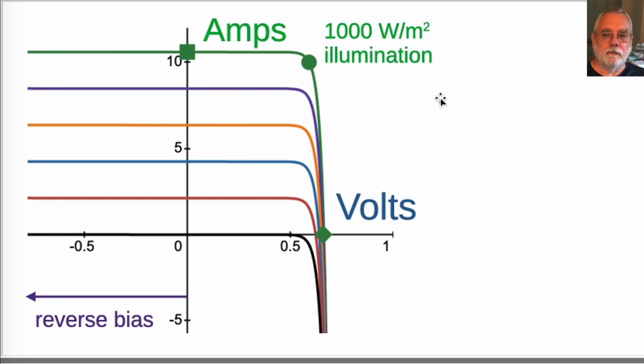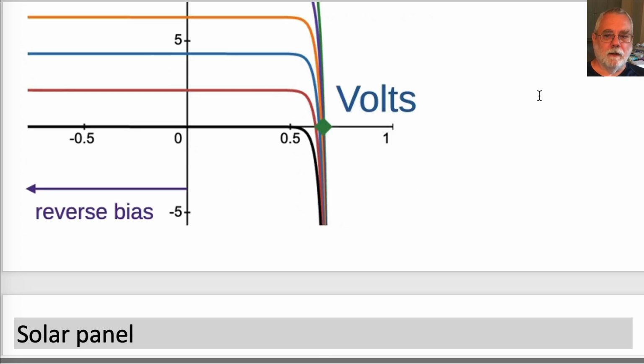The point on the green maximum illumination curve that delivers the maximum power to an external load is the green dot at the upper right, the maximum power point for the maximum illumination curve. For my particular graph, this is 0.6 volts and 10 amps, supplying 6 watts to the external load. This varies for different solar cells and solar panels. Solar panel.